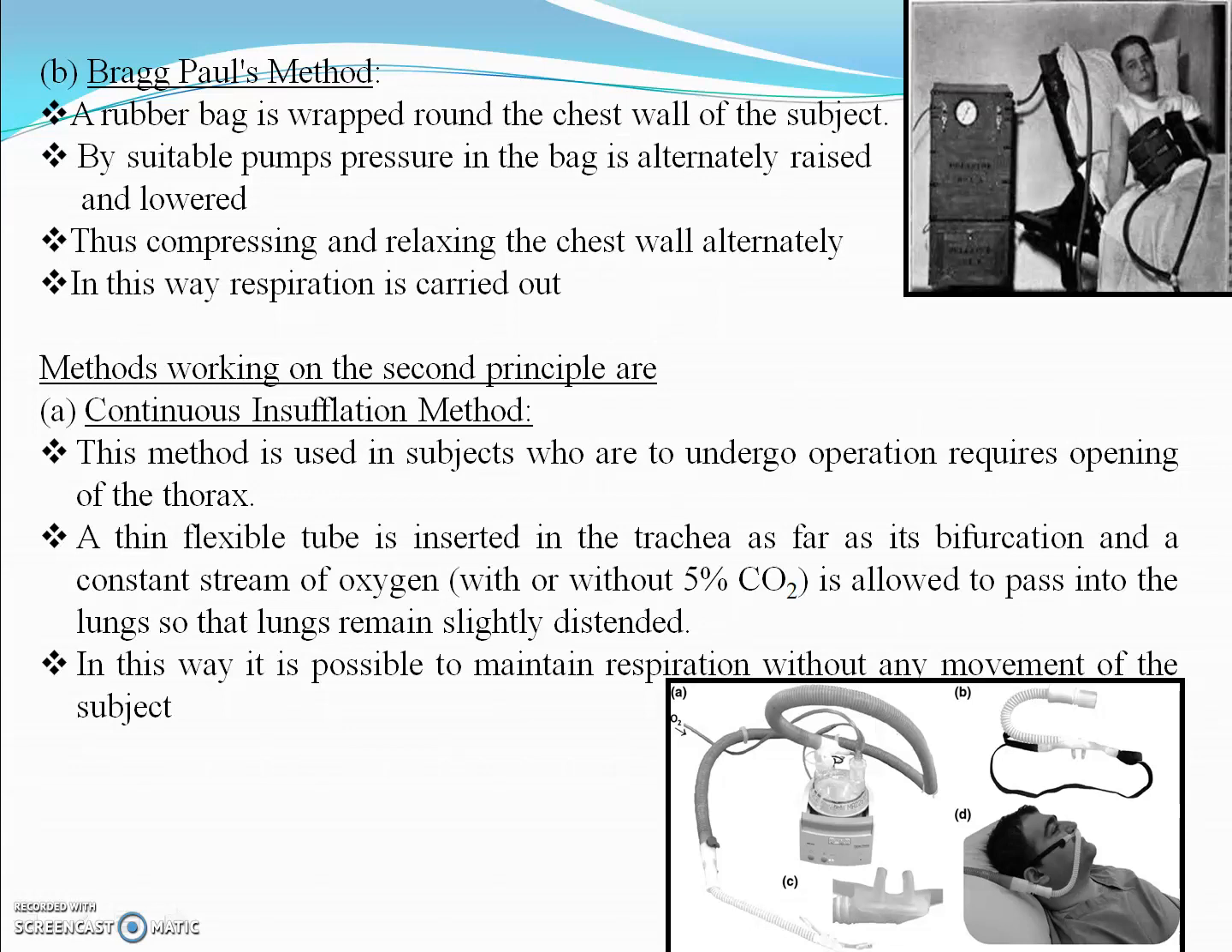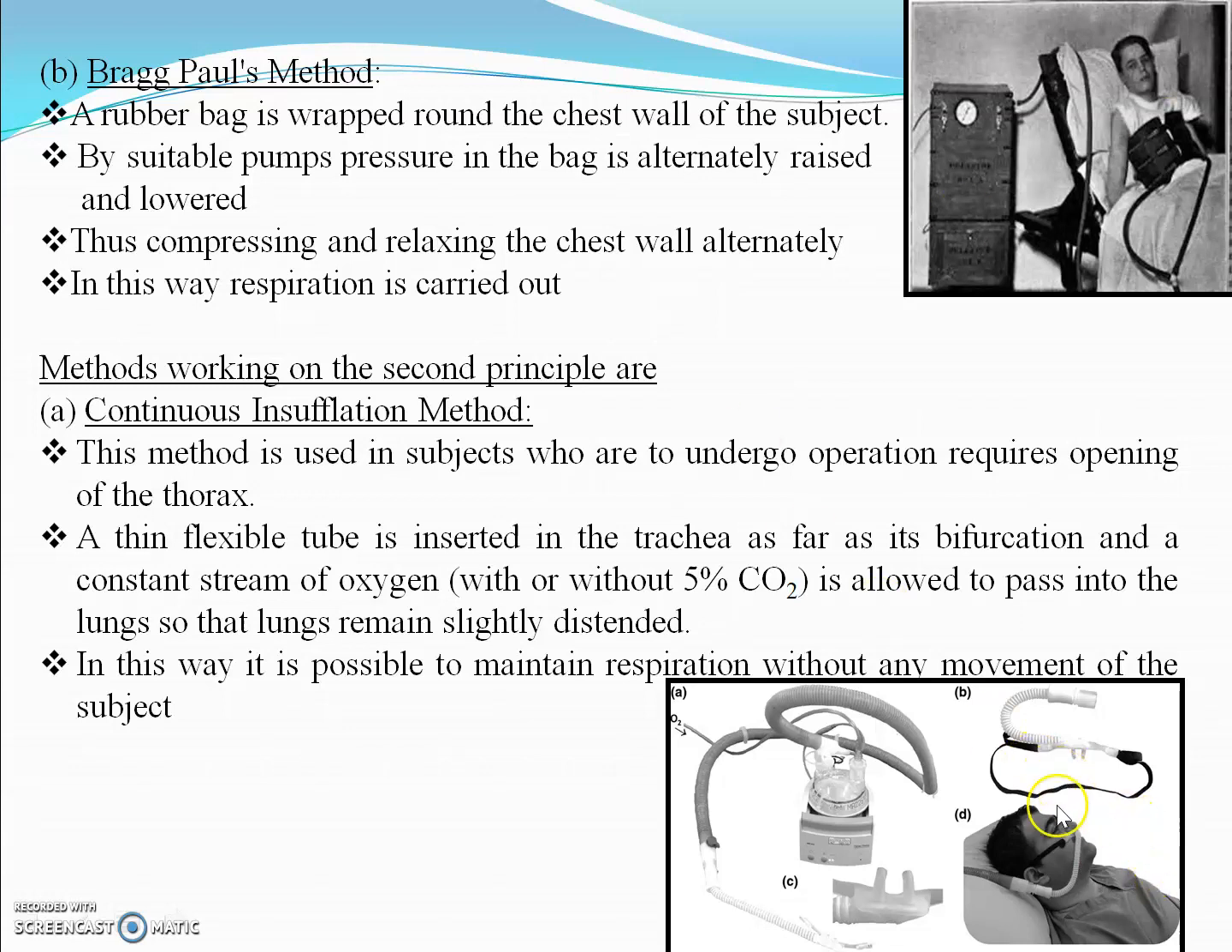The next methods are positive pressure breathing methods. First is the continuous insufflation method. In this method, the subject who undergoes an operation requires an opening of the thorax. A thin flexible tube is inserted in the trachea as far as its bifurcation, and a constant stream of oxygen, with or without 5% CO2, is allowed to pass into the lungs, so that the lungs become slightly distended. In this way, it is possible to maintain respiration without any movement of the subject.